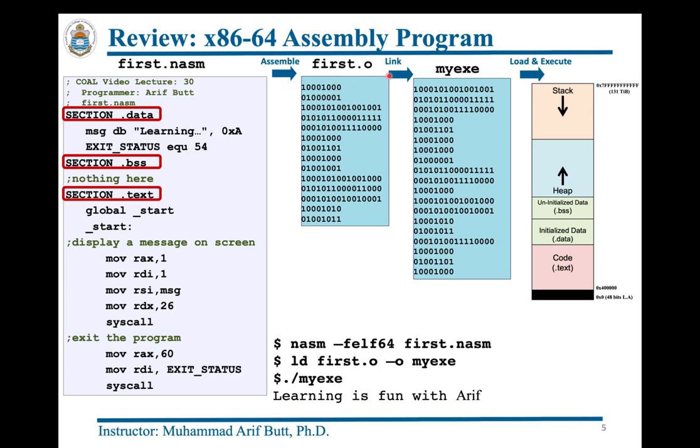Then we link using the Linux linker LD, and this file first.o is linked with the standard C library, and the generated output file is named myexe, and this is the command which does the same task. And finally, we load and execute this executable inside the memory. And of course, this is the general layout of the logical address space of a process. You can see the 48-bit address space.